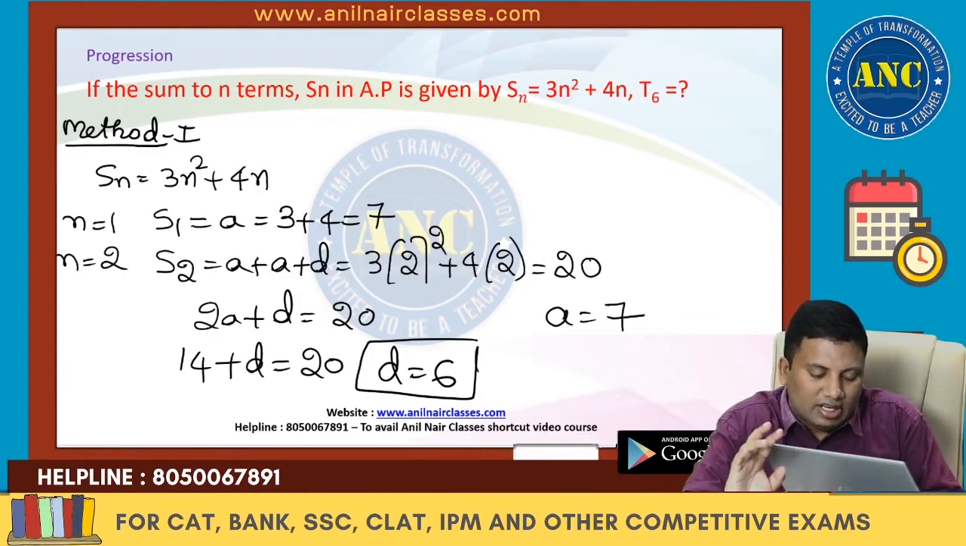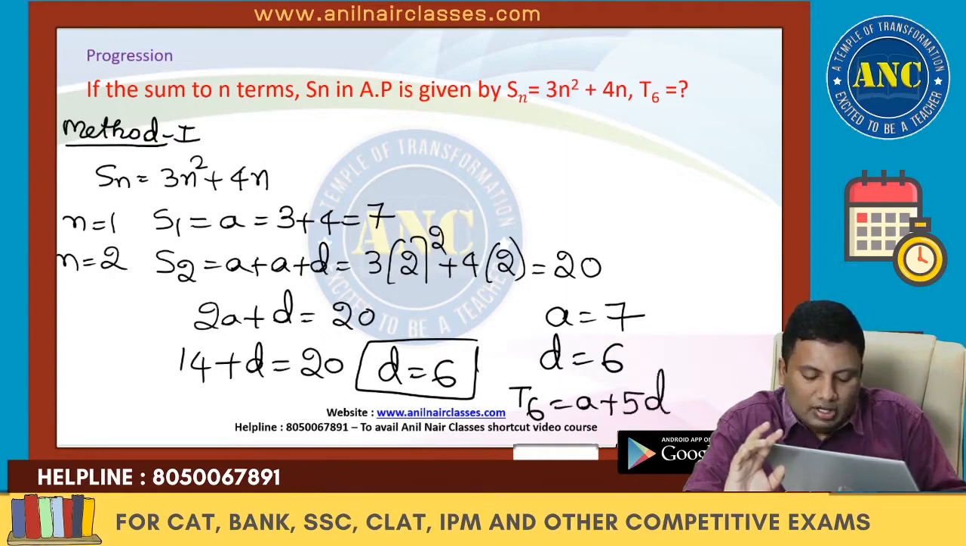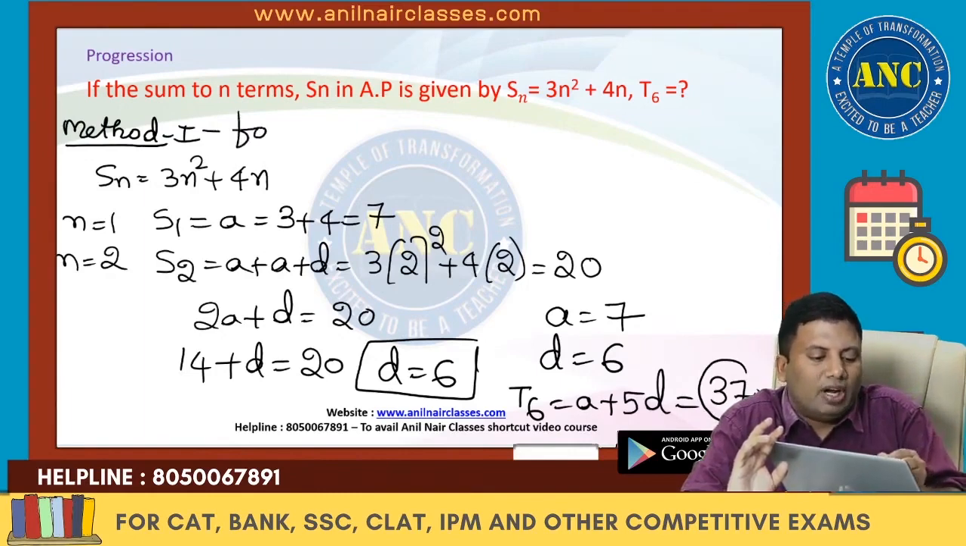A value is nothing but 7. D value is nothing but 6. T6 is A plus 5D. So answer is 37. This is nothing but formula based learning.